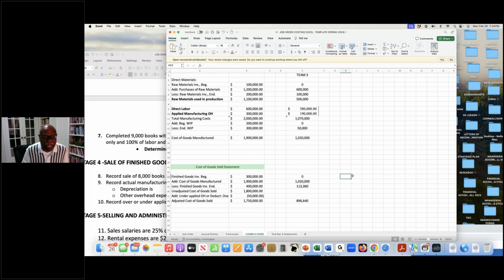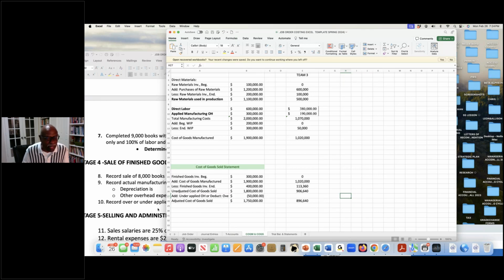And so the unadjusted cost of goods sold would be equal to 906,640.